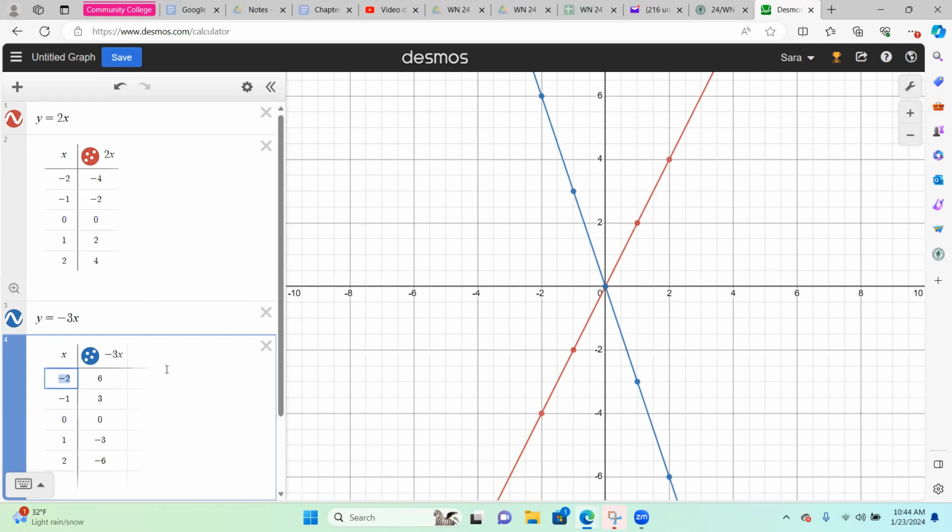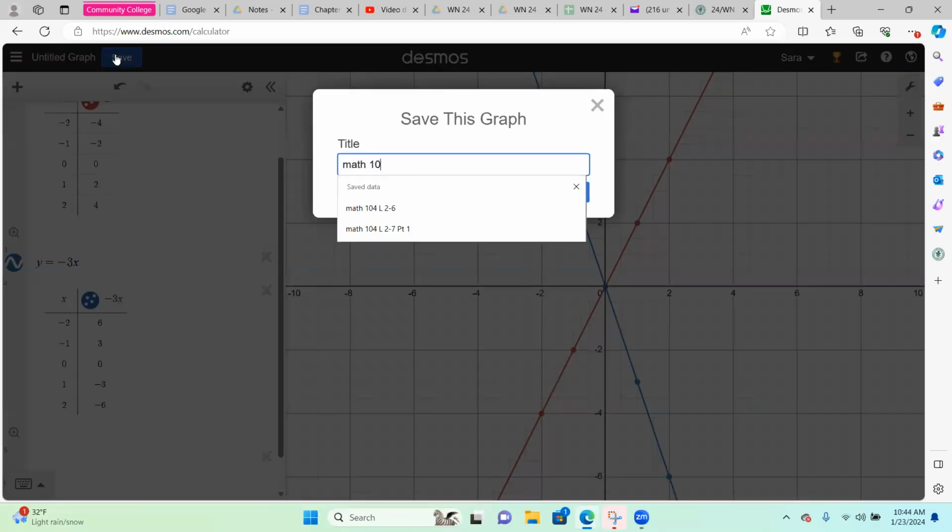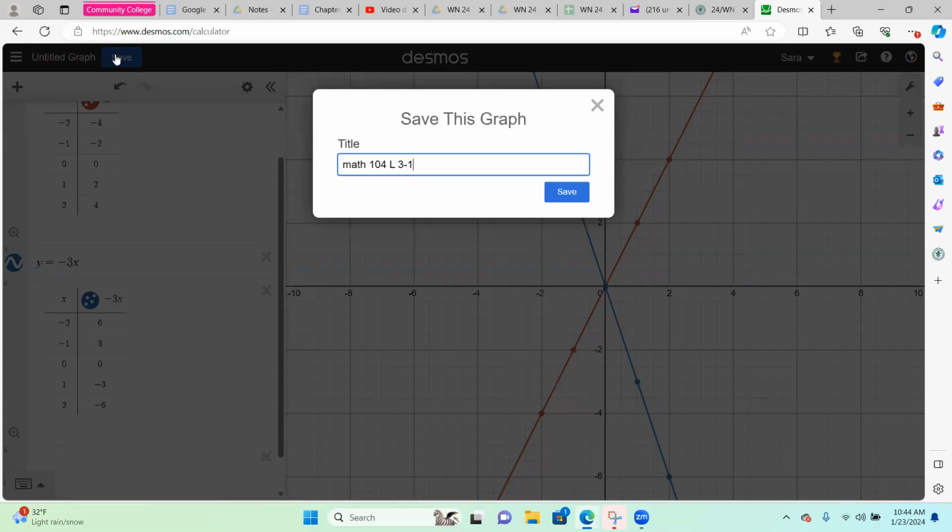So I'm just encouraging you to go and write down these values in your table on your paper. And then we will go back and check on them together. And it would also be good for you to save this in Desmos as Math 104 Lesson 3-1.